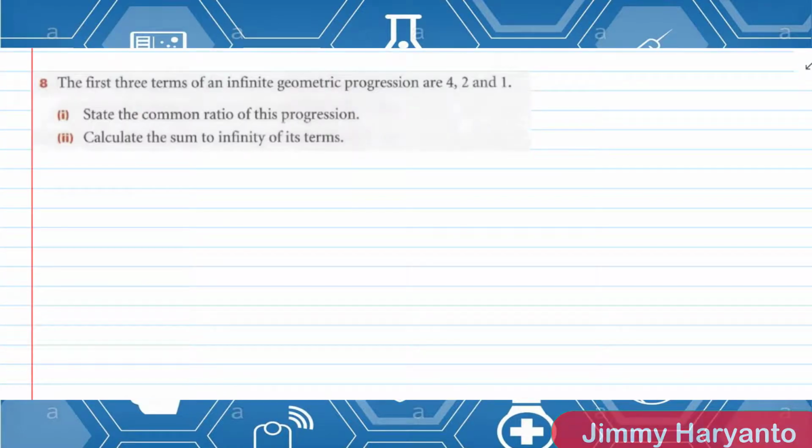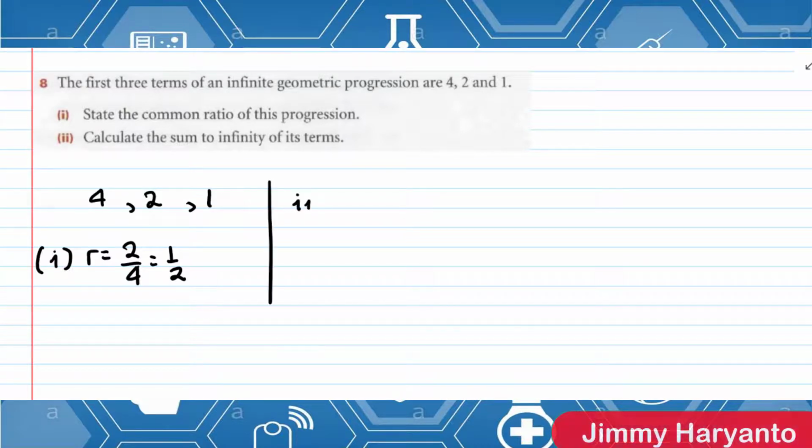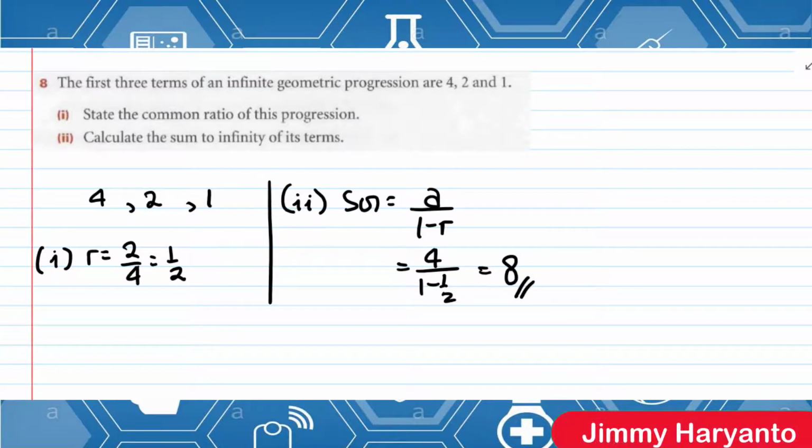Next, the first three terms of an infinite geometric progression are 4, 2, and 1. So the first is 4, the second is 2, the third is 1. I can find the ratio right here: 2 over 4 equals 1 over 2. So the ratio is 1 over 2. State the common ratio, done. And then the second one, calculate the sum to infinity. Sum to infinity equals a over 1 minus r, equals 4 over 1 minus half, equals 8. So the sum to infinity will be 8.